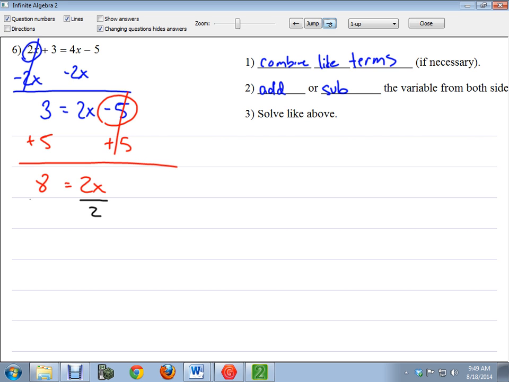And then the last but not least step is to get rid of that number in front of the x. That is multiplication, so we'll have to divide to get rid of it. The 2's will cancel on the right, leaving me x is equal to 4. And this is the solution. You could plug it back in to check if you wish. I'm not going to take the time to do that right now.